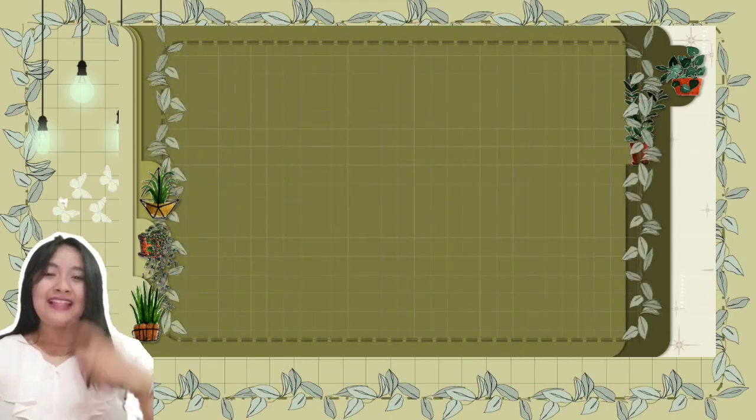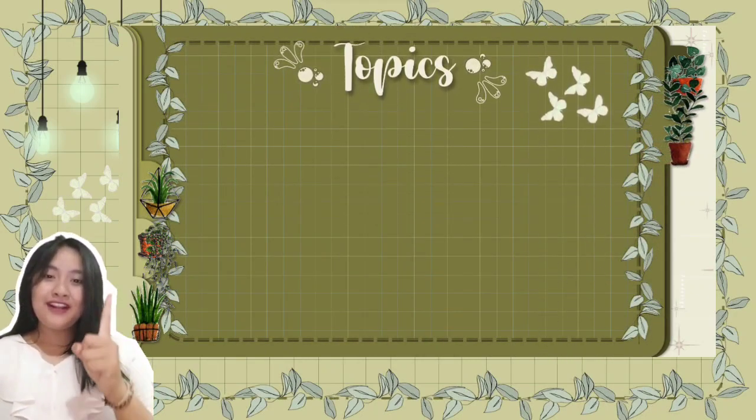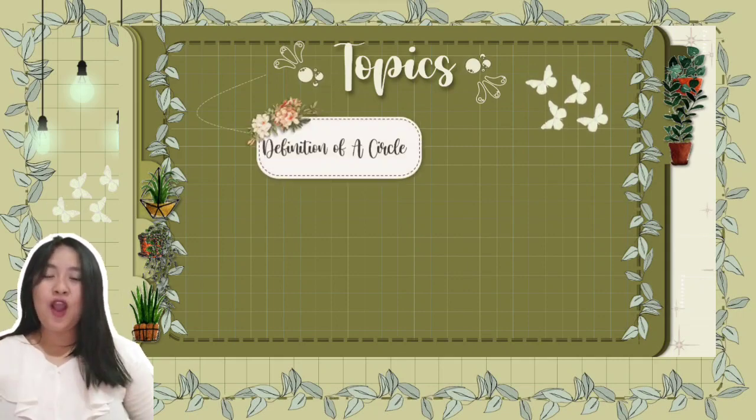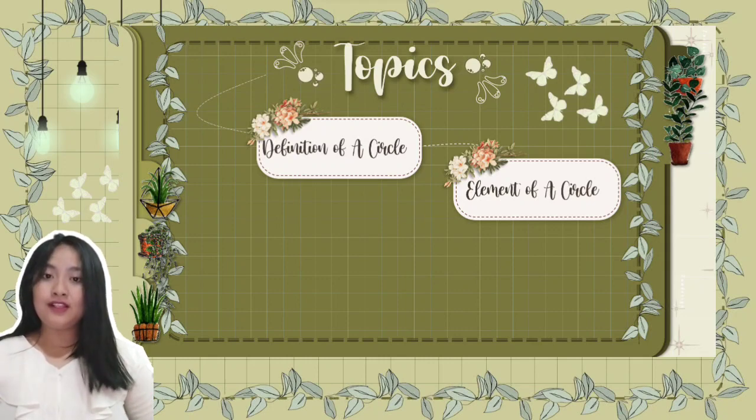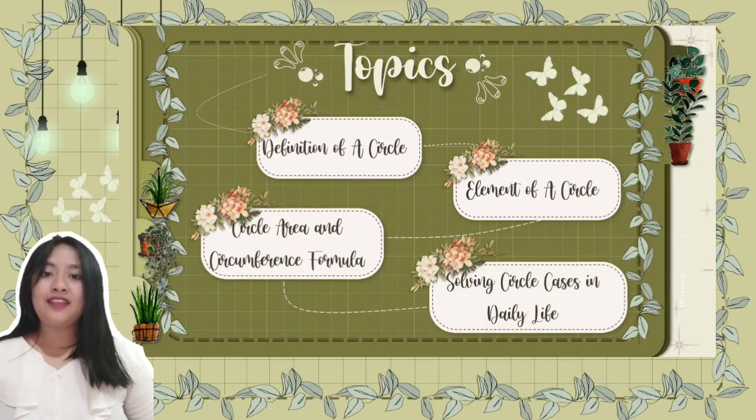But before that, let's see what are the subtopics we will learn today. First, about the definition of a circle. Number 2, about the elements of a circle. Number 3 is about the circle area and circumference formula. And last is about solving circle cases in daily life.